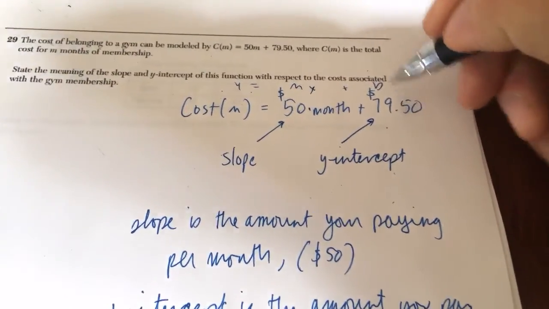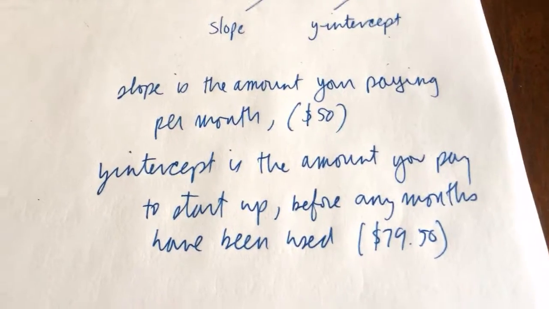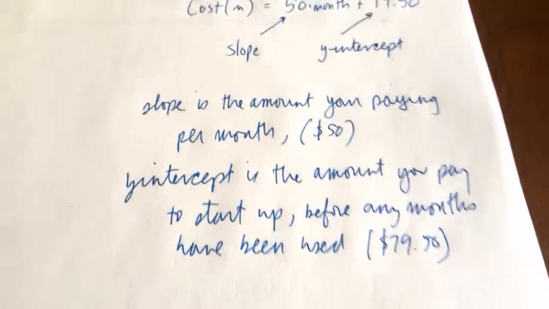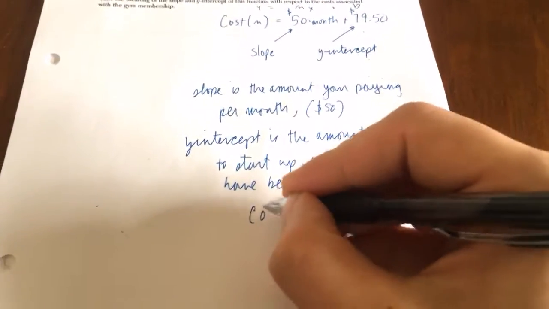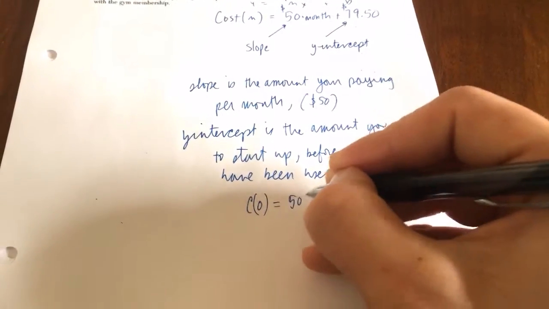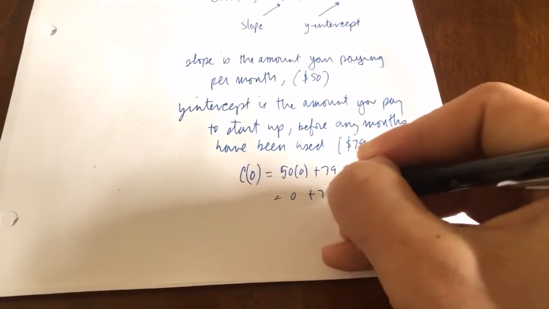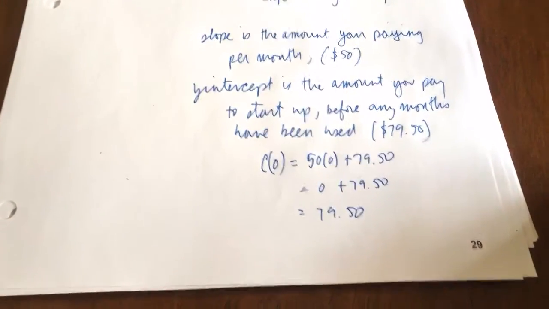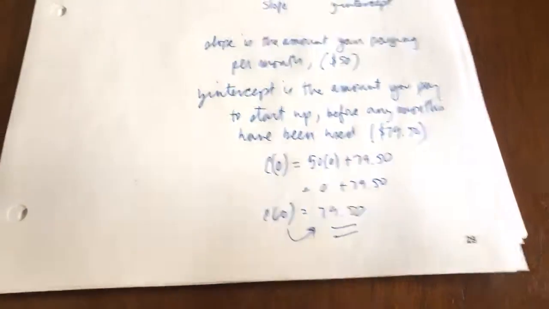The y-intercept is basically the amount you pay to start up. It's the constant rate. There's no variable before any months have been used. Think about that. The cost of 0 months, 50 times 0 plus 79.50. So 0 plus 79.50, you get 79.50. The cost of 0 months, you haven't even used it yet. This is your startup amount.